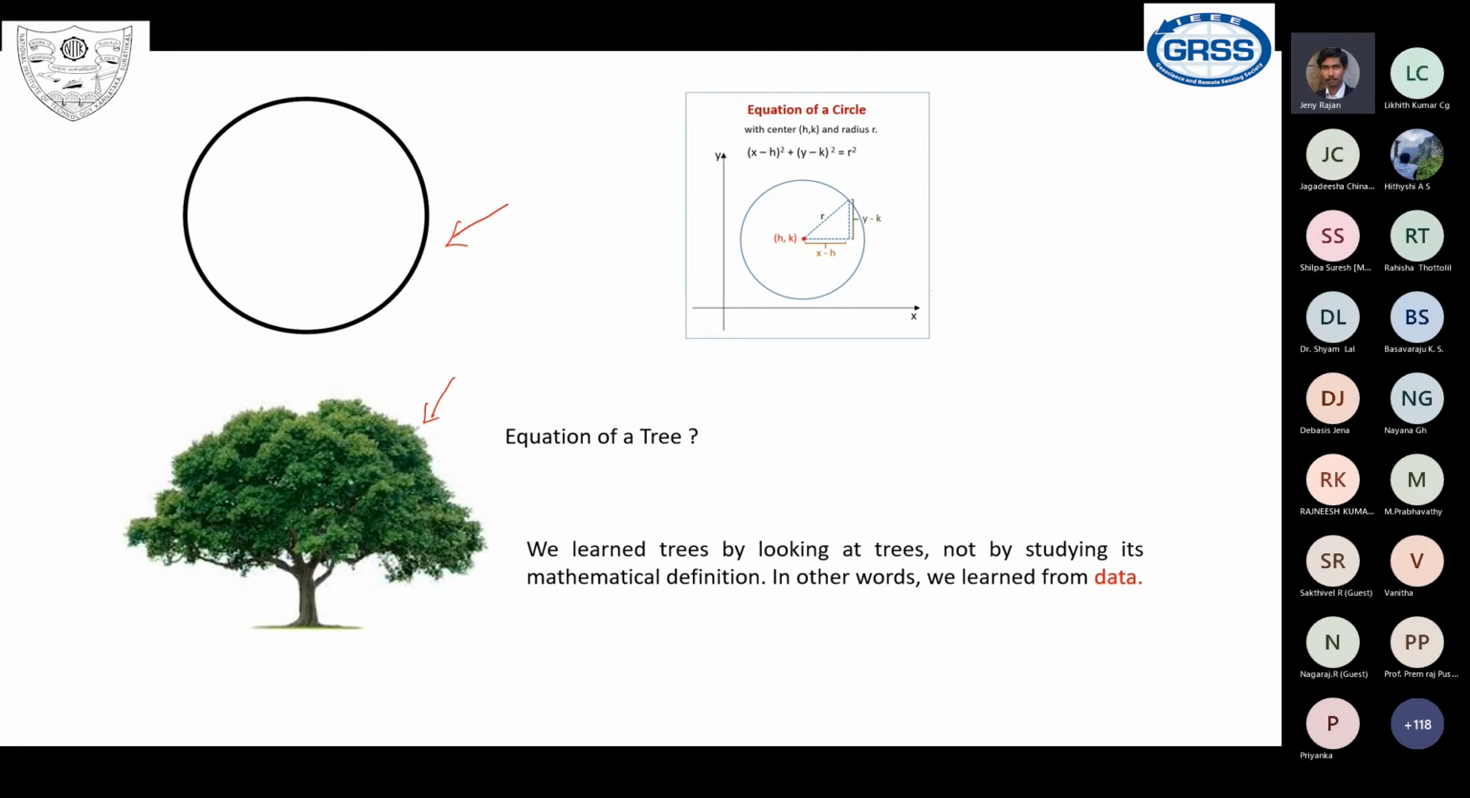This machine learning algorithm tries to identify some kind of features that discriminate a tree from other kinds of objects. That is what we do with the help of a machine learning algorithm, right? If we do not have enough data, then we will not be able to develop a model, or our model will not be that good at identifying a tree or not.